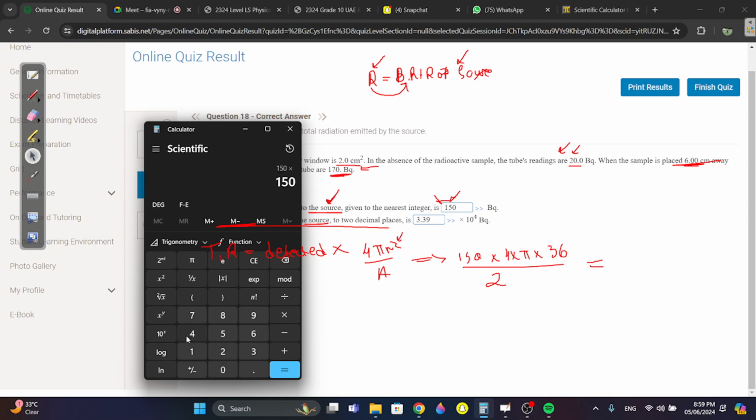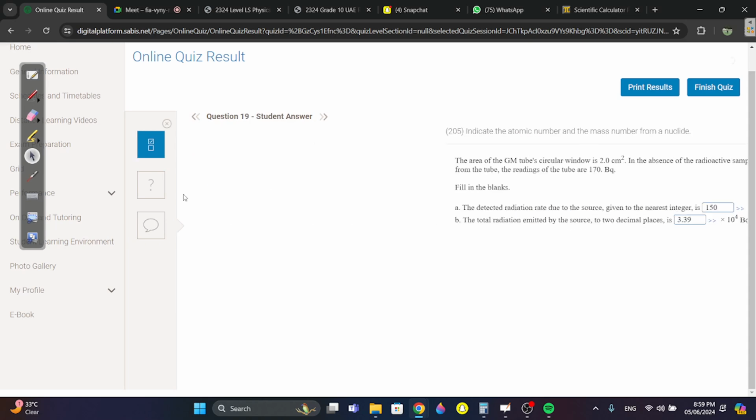150 times 4 times 3.14 times 18, because 36 divided by 2 is 18. You're going to get this. In scientific notation, this is 3.3912 times 10 to the power of 4. But they want 2 decimal places, so you just take 3.39 times 10 to the power of 4. Okay, question 19.